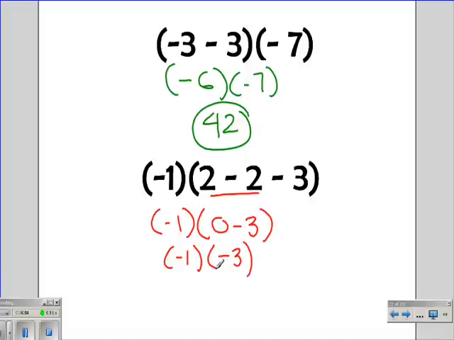I have a negative times a negative, which means my solution will be positive, and 1 times 3, the identity property of multiplication, tells us that anything times 1 will be itself. Therefore, the solution is 3.